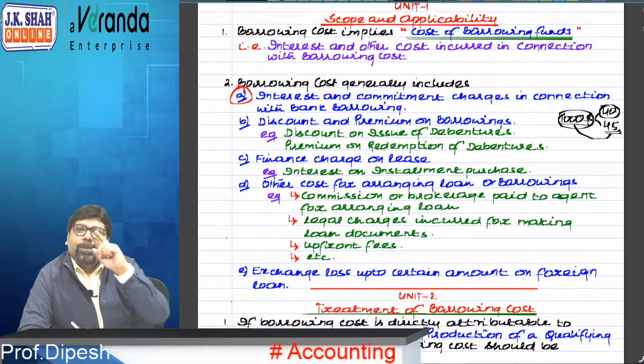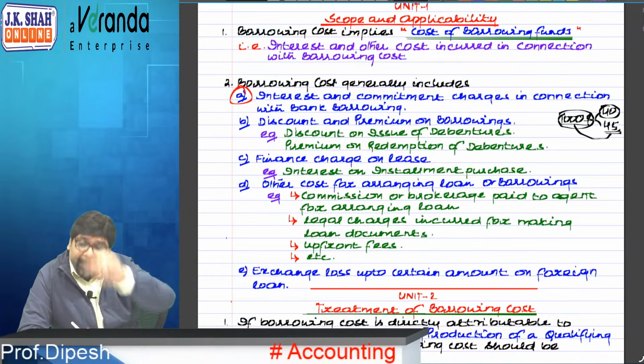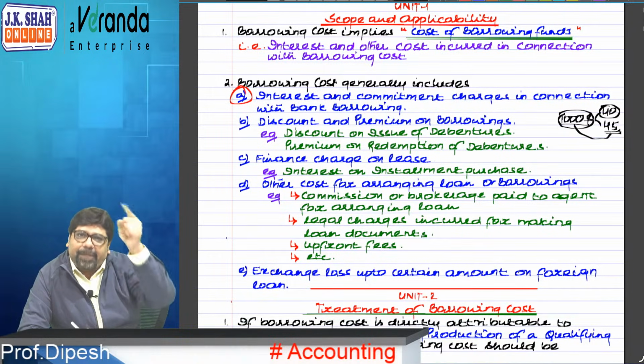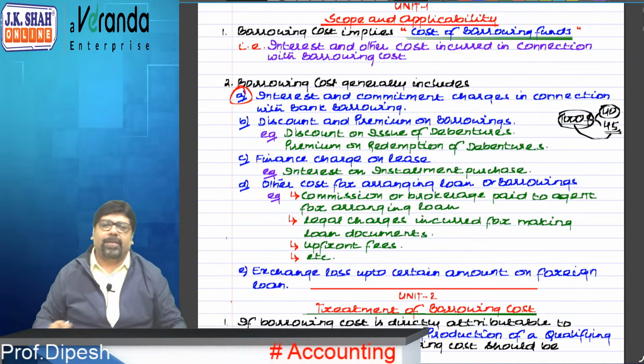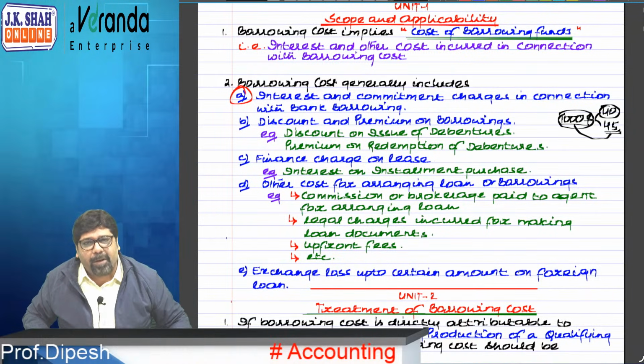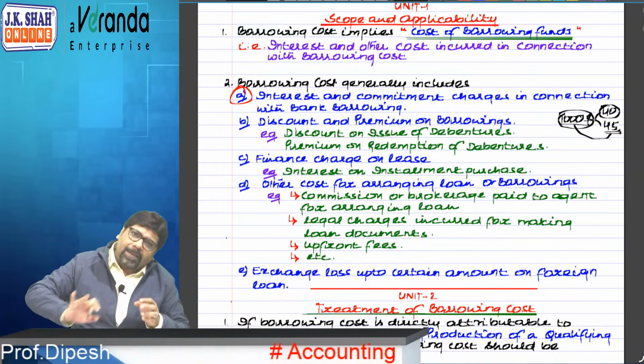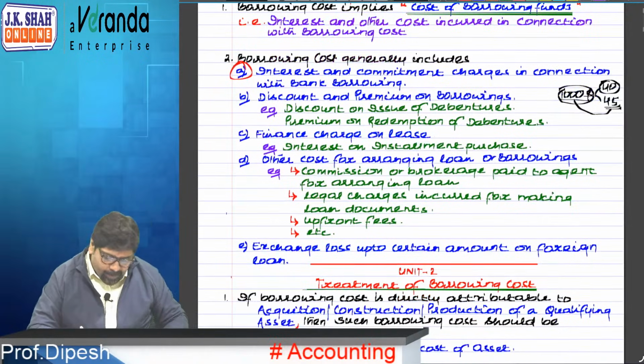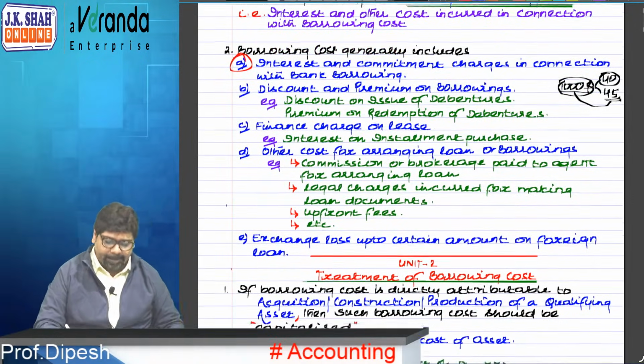Yes. So people say that this 5,000 should also be treated as borrowing cost. मैंने कहा ना बापू ना. Entire 5,000 you cannot treat as borrowing cost. Standard told up to a certain amount it will be treated as borrowing cost. That is forex loss up to a certain amount of forex loan.